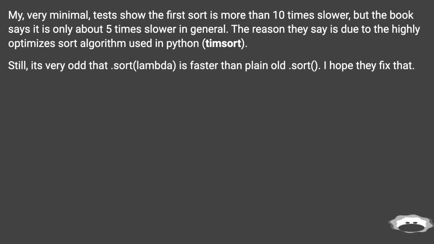My very minimal tests show the first sort is more than 10 times slower, but the book says it is only about 5 times slower in general. The reason they say is due to the highly optimized sort algorithm used in Python, timsort. Still, it's very odd that .sort with lambda is faster than plain old .sort. I hope they fix that.